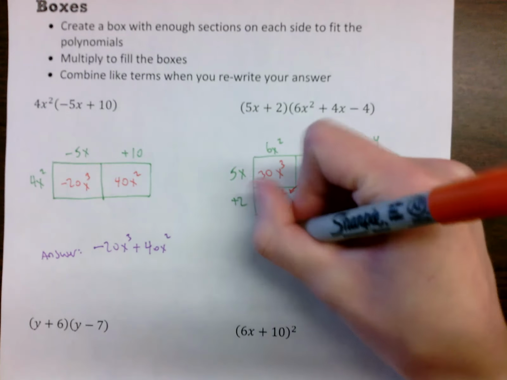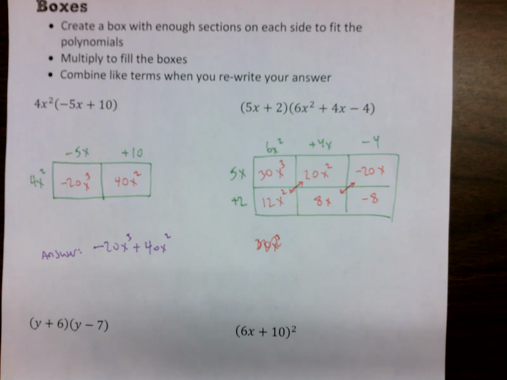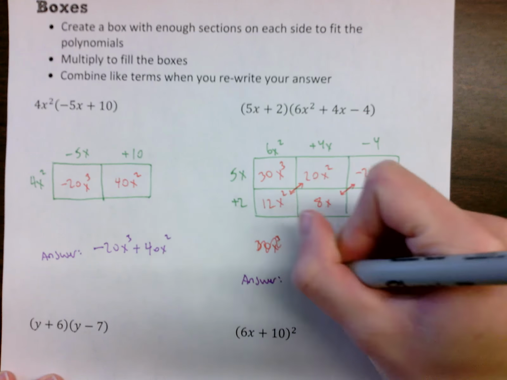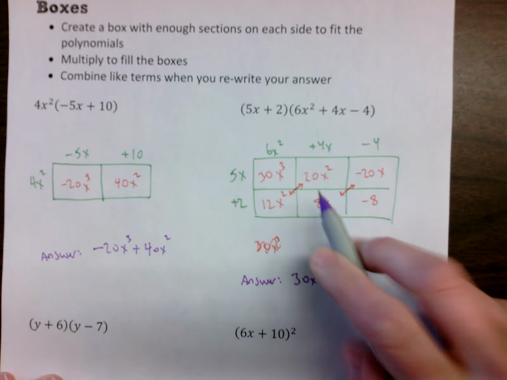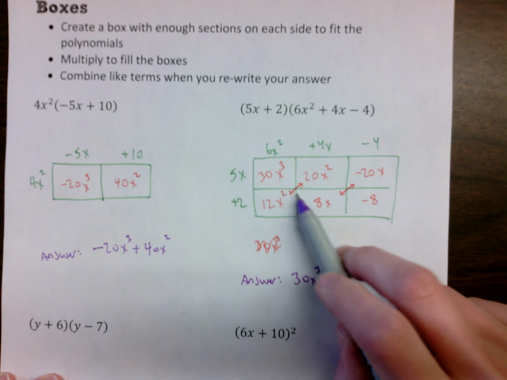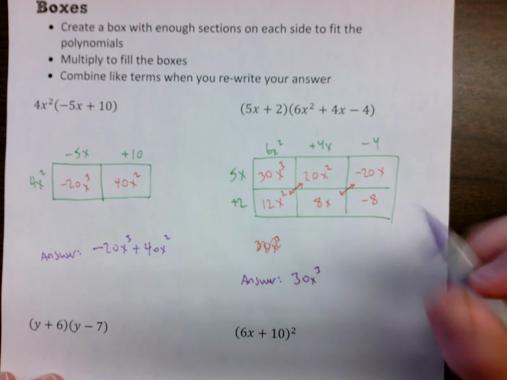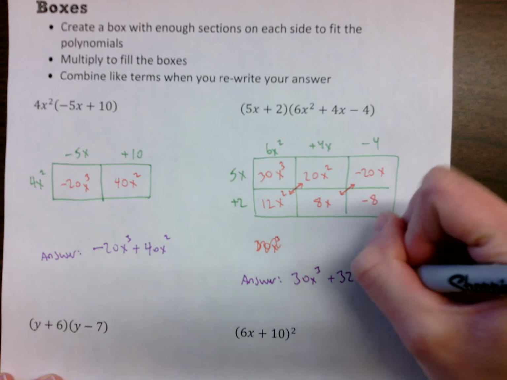So actually, hang on a second. I want to switch my color. All right, so my answer, I'm starting with the 30x cubed because that's the biggest exponent. x squared is the next biggest, and I'm just going to combine those together. So 20x squared plus 12x squared is 32x squared.